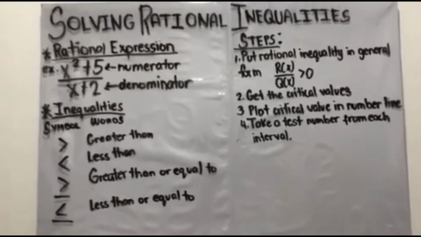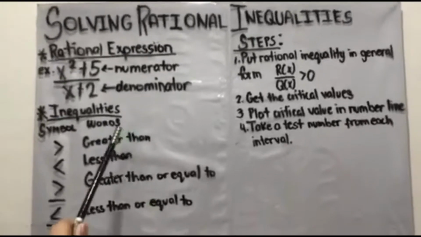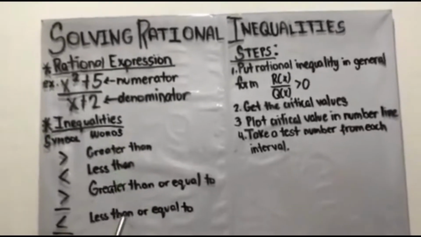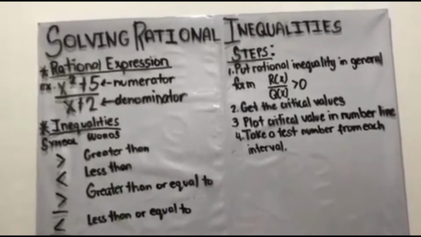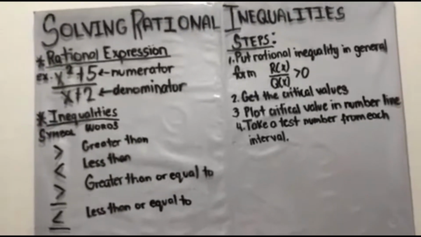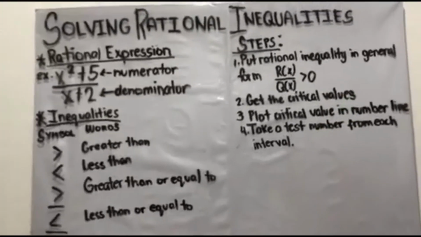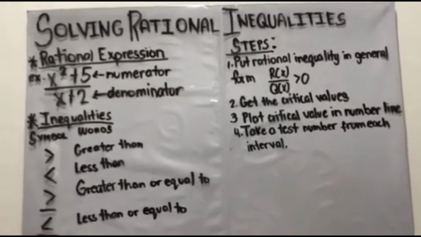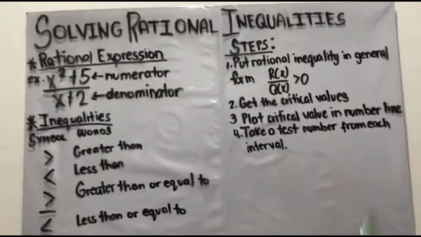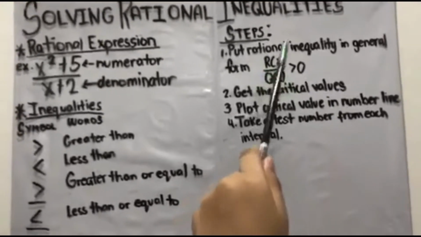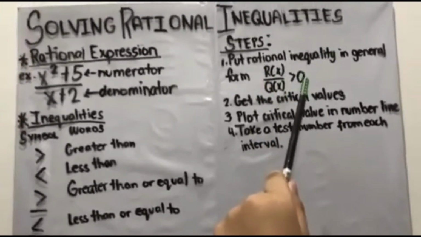Next is how to solve a rational inequality. Here are the steps. First, put rational inequality in general form. So, yung general form niya, yung nasa left side niya is a rational expression, habang yung nasa right side naman is 0. Next, the second is get the critical values. Para makuha mo yung critical values niya, set the numerator and the denominator equal to 0.